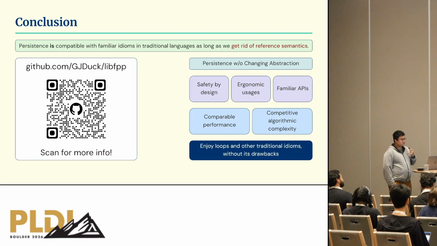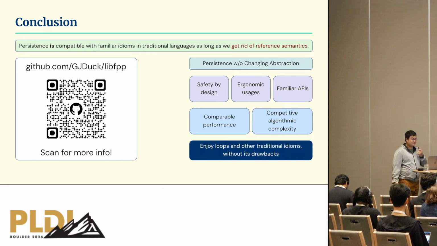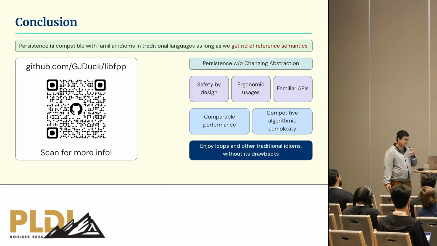So in conclusion, our library has shown that persistence is in fact compatible with many familiar idioms in traditional languages, such as loops and iterators, as long as we get rid of reference semantics and embrace value semantics. Our library tries to be safe by design and introduce better ergonomics by introducing persistence without changing the familiar APIs. And we also show that our library has comparable performance and competitive complexity compared to major libraries across all the third-party or the standard library.